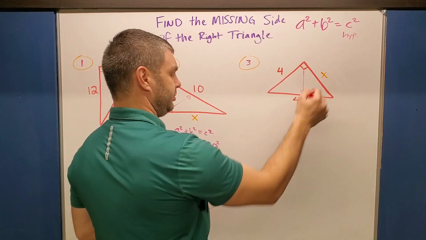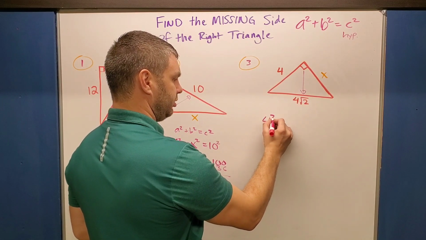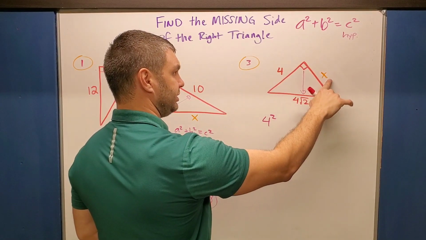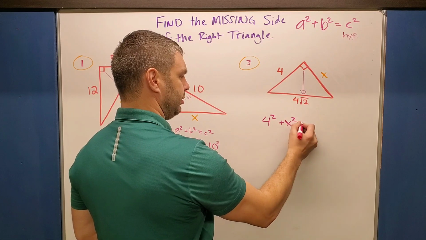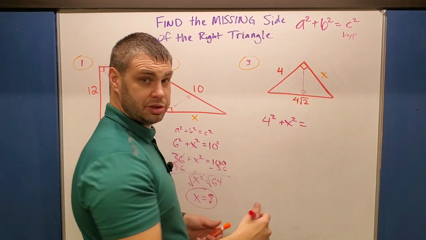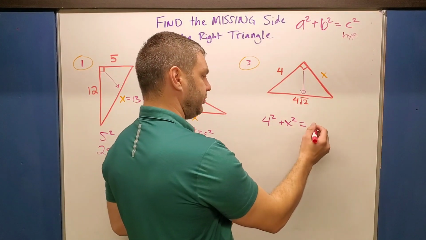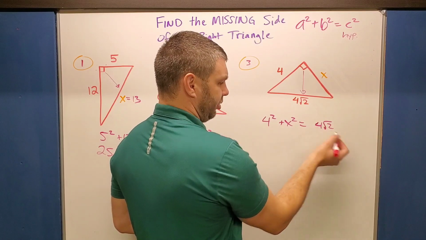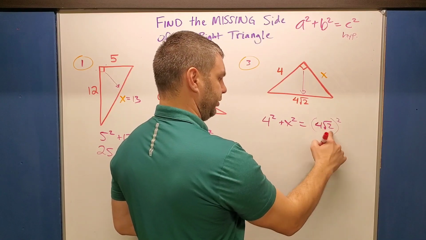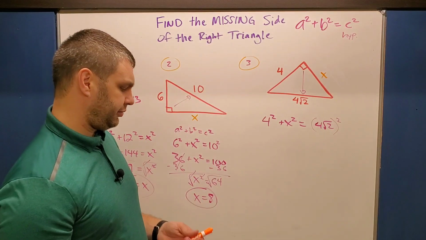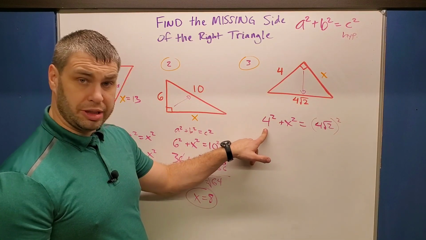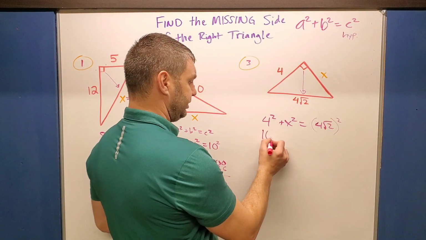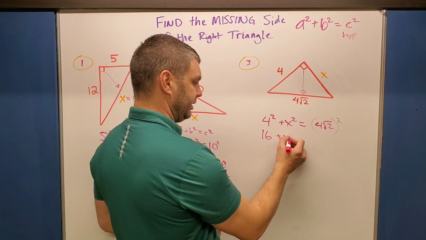So that means the other ones, the 4 and the x, I can say 4 squared, that's like my a squared, plus x squared equals 4 square roots of 2 squared. All right, you can square that, that's fine. You might want to put in parentheses so you can square all of it, right? But you can square that, that's fine. Let's do the math. 4 squared is 16. I still don't know what x squared is, so I'm going to leave it as x squared.